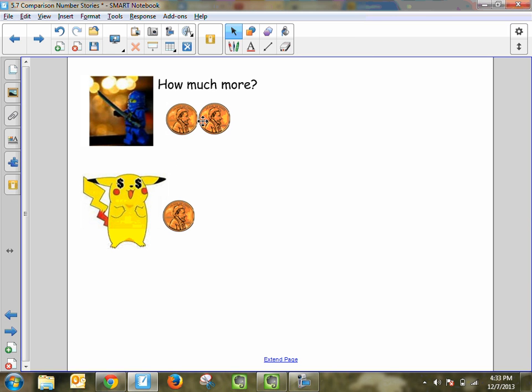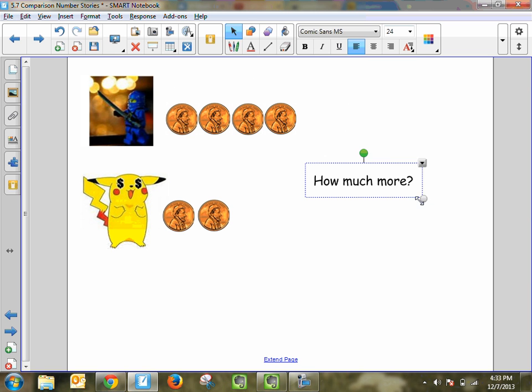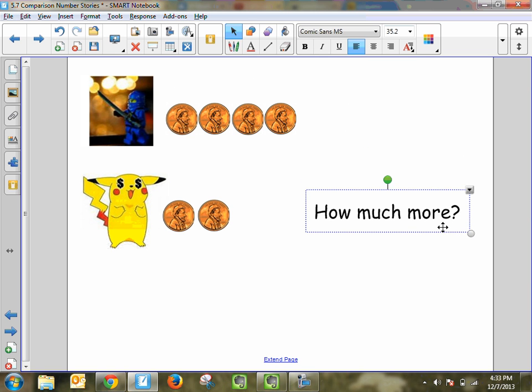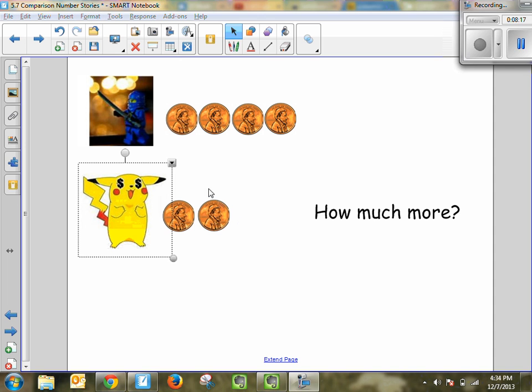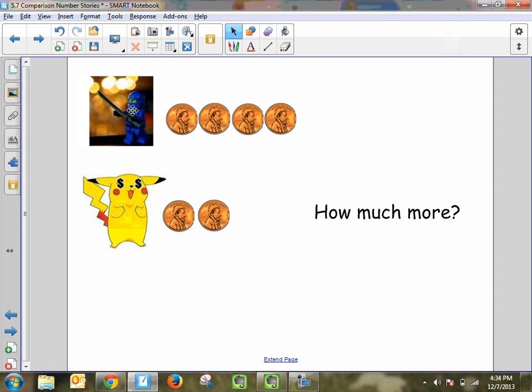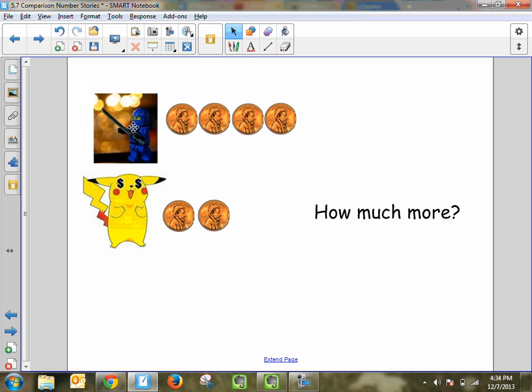So let's go ahead and add some more and make this a little tougher for you. So let's give Pikachu some more money here. So now if I have this and I want to ask the question, how much more? The first thing you need to do is figure out which person has more money. So would Ninjago have more money, or would Pikachu have more money? Hopefully you were able to see that Pikachu does not have as much money as Ninjago. So Ninjago up here actually has the most money again.